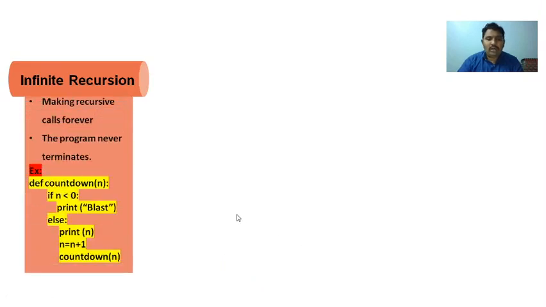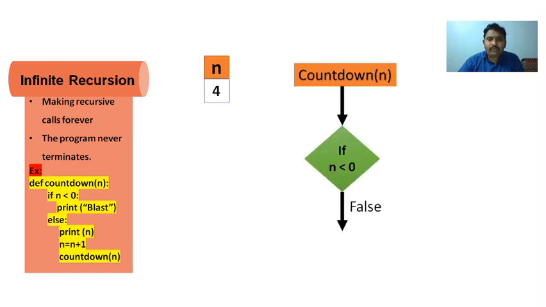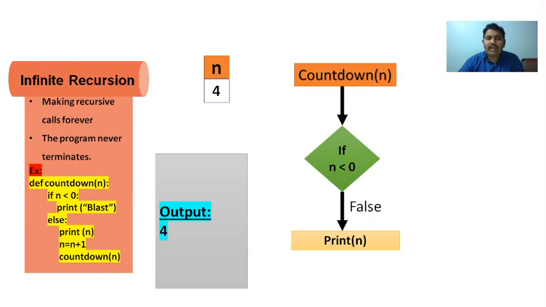And the next topic is infinite recursion. Making recursive calls forever, the program never terminates. See here what I have done is, rather than decrementing the value, I increment the value. The program will never stop. The function is continuously calling itself. The condition n less than 0 is never met, because here I am incrementing the n value. That's why n will continuously increment. So the program never stops. This is called infinite recursion.